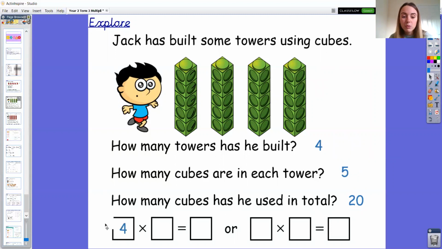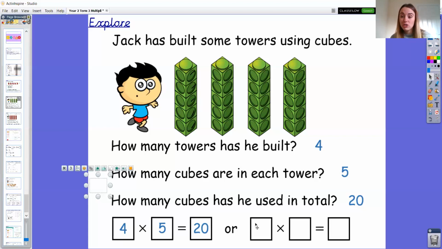So we can see that there are 4 towers with 5 cubes in each tower. So that shows 4 lots of 5 with the total 20. So let's say that multiplication together using the word times. 4 times 5 equals 20. Well done. So 20 is the product of 4 and 5.